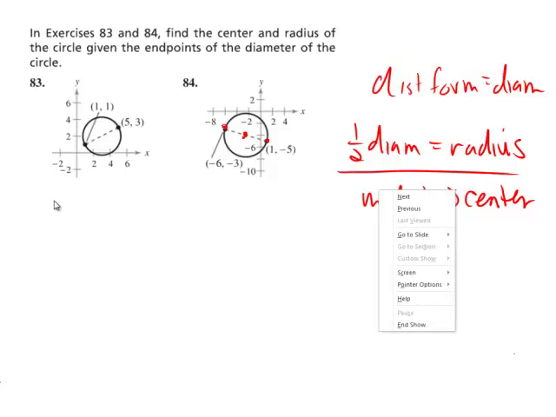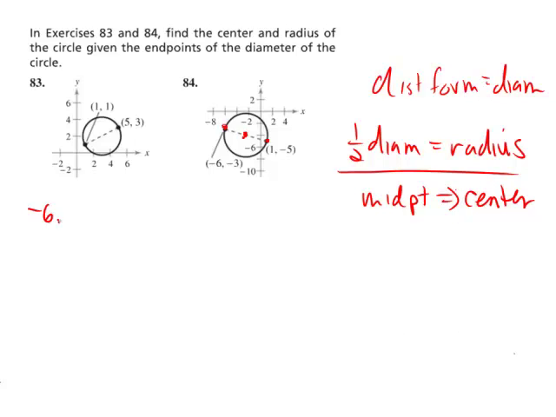Negative 6 and negative 3. That's 1 point. And the other point? 1 and negative 5. All right.